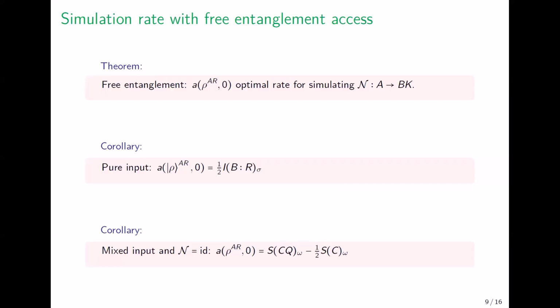This might look complicated in some scenarios, but for example, assume that the input was a pure state between A and R. In this case, the functional is simply half of the mutual information between system B and R. Another nice instance is when we have a fully mixed state, but the channel we want to simulate is the identity channel. In this case, we can show that the A function is equal to a difference of two von Neumann entropies, and these C and Q come from the Koashi-Imoto decomposition.